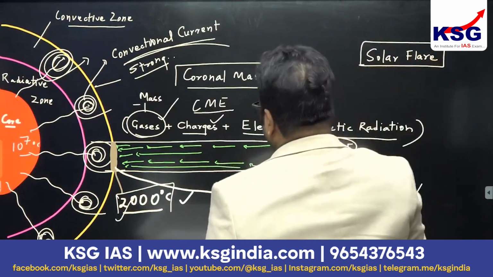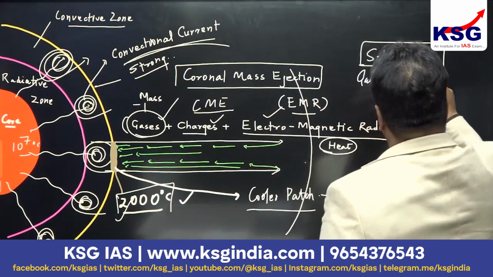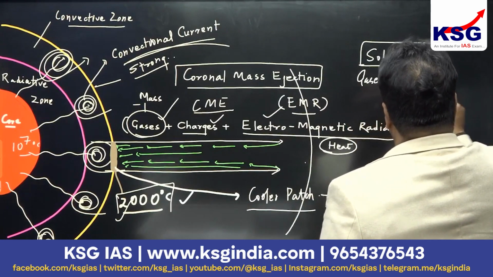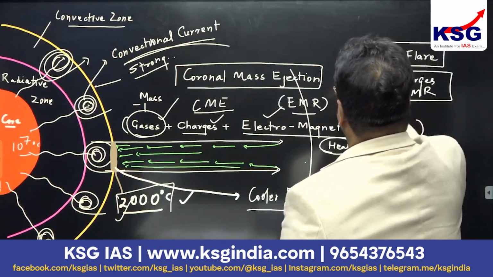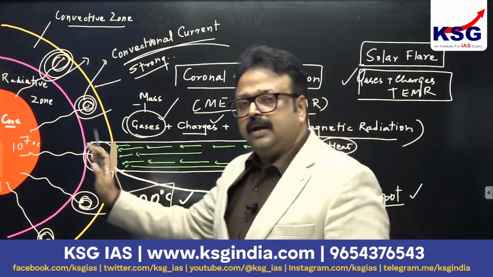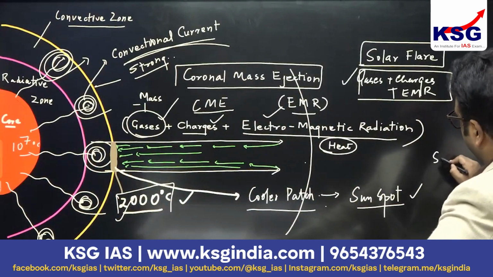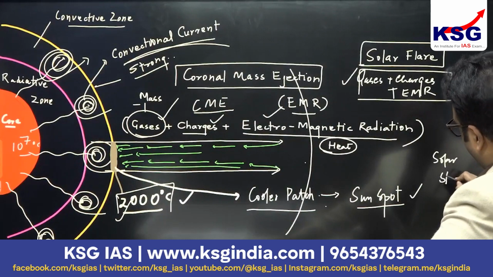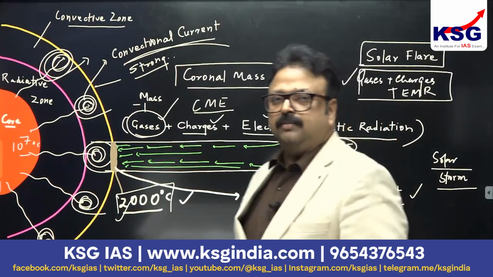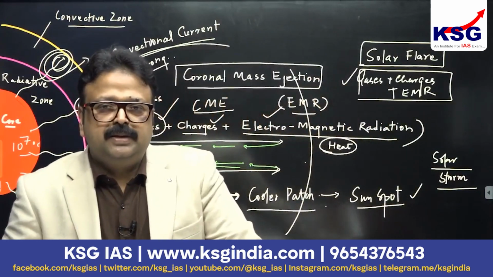This is what? Containing hot gases plus charges and electromagnetic radiation. This is what a solar flare is, and once the gases get pulled back by the sun's gravity, the remaining part is going to be called a solar storm, which starts traveling through the entire universe, and some of the solar storm reaches the earth's surface and causes deleterious impact, which will be discussed later.